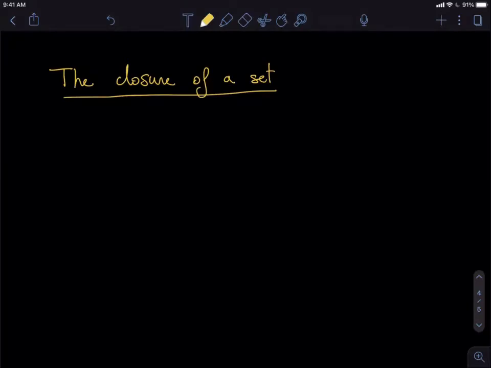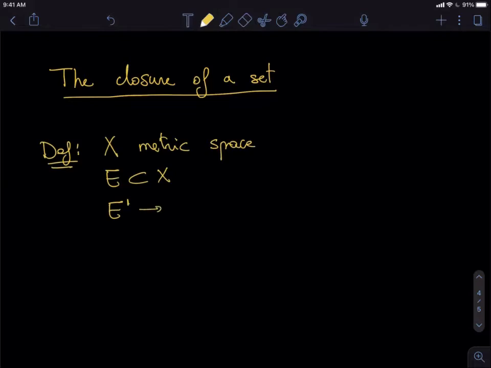In a metric space X, we can define the closure of a set. Let's say we have a set E in our metric space. We are going to denote by E prime the set of limit points of E. These are the set of limit points of E in X.